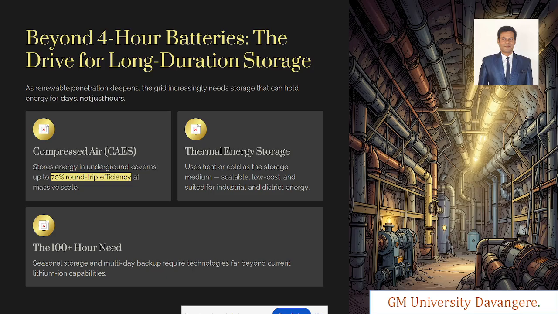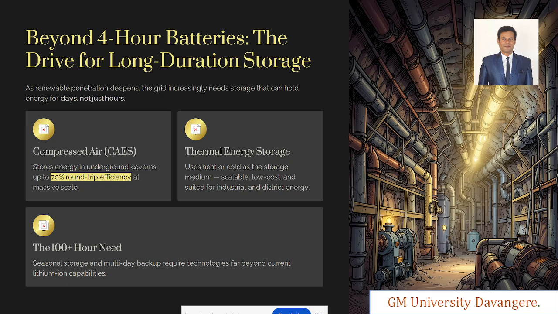Okay. Let us see, there are various forms of these storages. Thermal energy storage or compressed air, where the energy can be stored underground also, right? Compressed air is mostly underground, in caves beneath the earth's surface, where the compressed air is pumped in to be stored, and it will be released to generate energy, right?